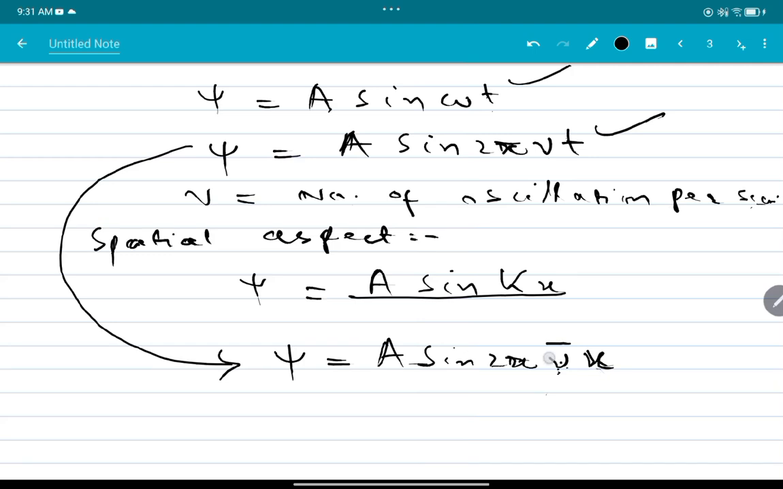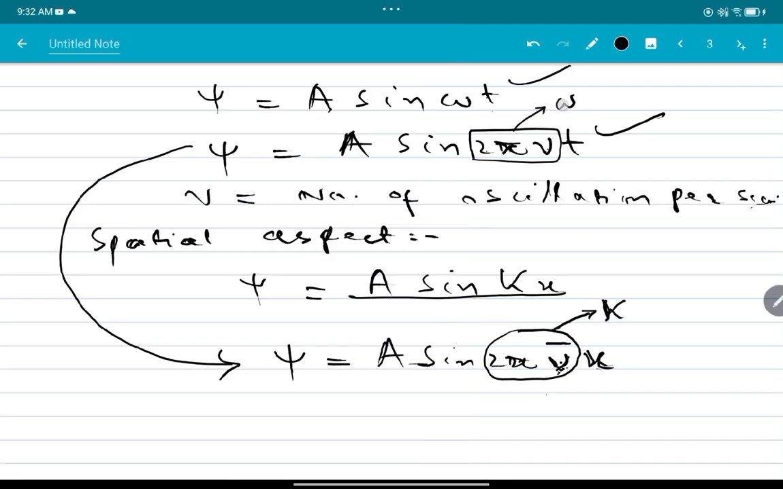So what is this? This nu bar is called the wave number. It is the number of waves per unit length. Just as 2 pi nu is replaced by a single constant omega, similarly 2 pi nu bar is replaced by a single constant called k.